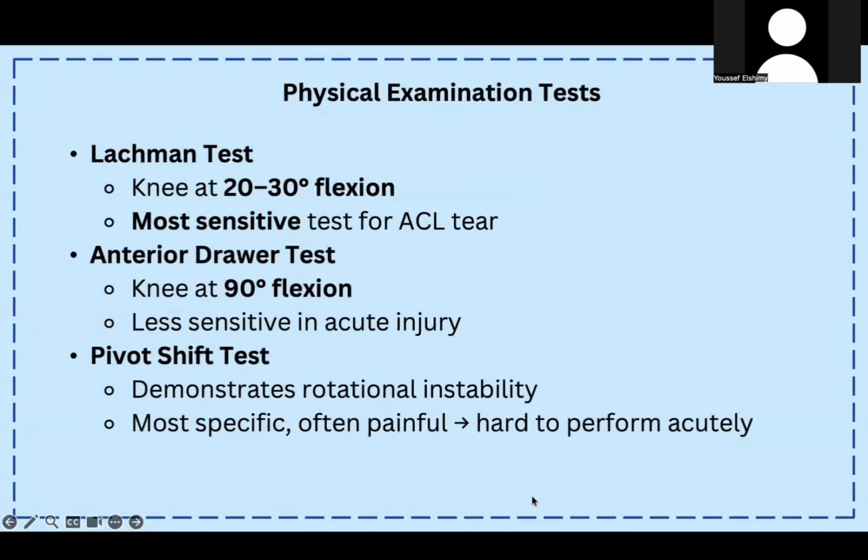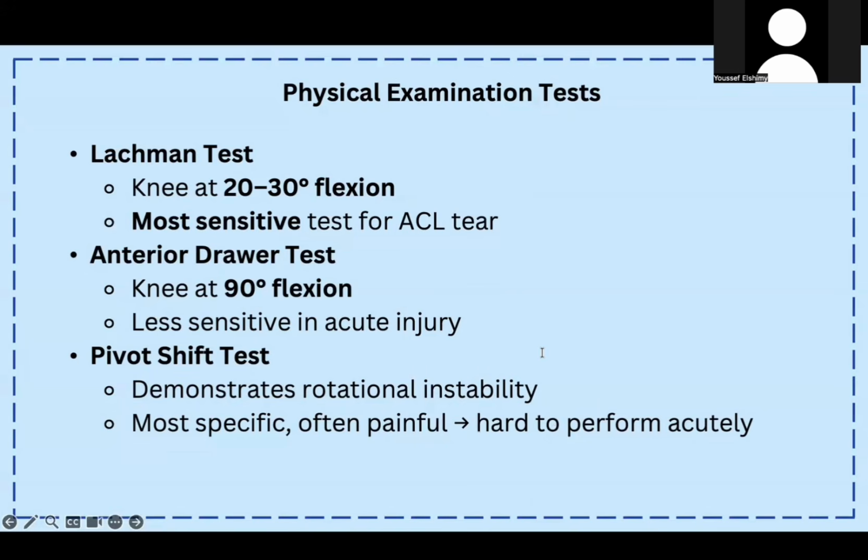Okay, so how can we examine or perform some physical examination tests on ACL tears? In order to assess the ACL integrity, we have several specific tests that we can use, starting with the Lachman test. It's considered the most sensitive test to assess the ACL integrity. It is performed when the knee is slightly flexed at about 20 to 30 degrees. The examiner stabilizes the femur and pulls the tibia forward. This excessive forward movement compared to the opposite knee suggests an ACL tear.